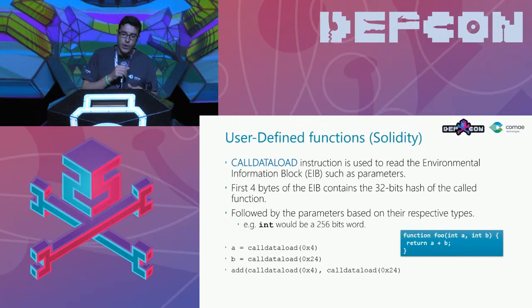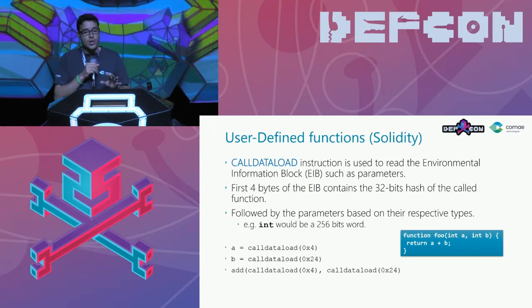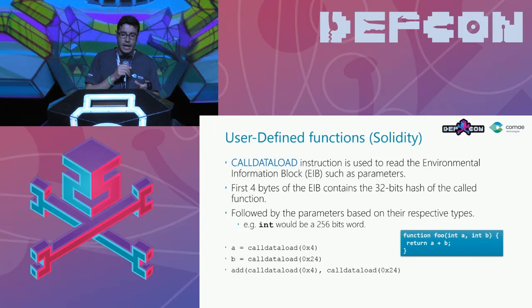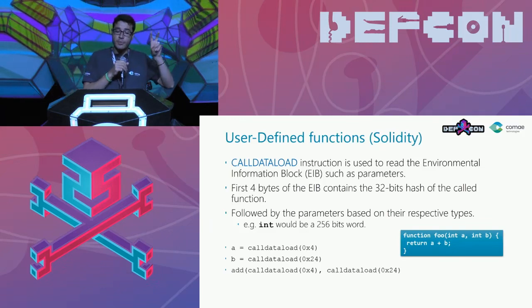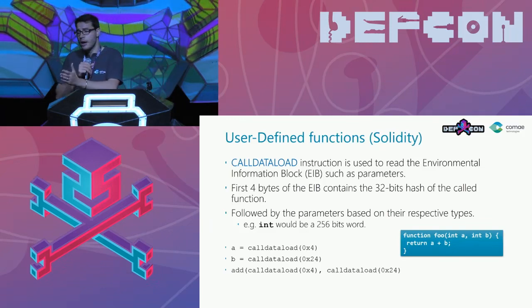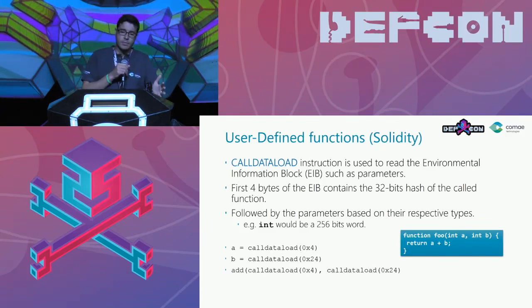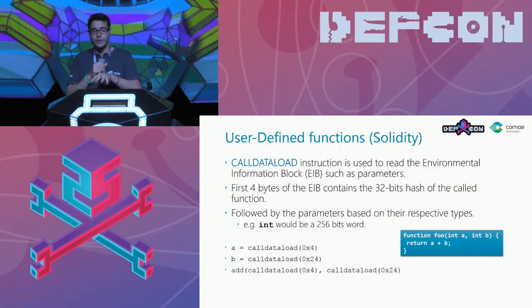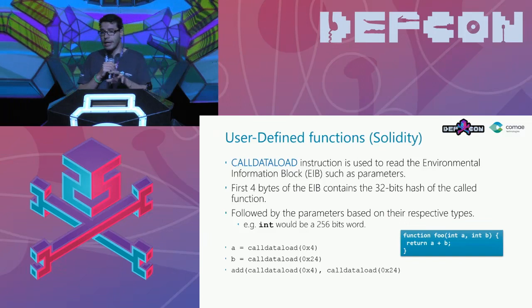When it comes to user-defined functions that are exportable by default by each smart contract, you would easily recognize how many parameters they have based on the call data load instruction, which is basically reading the environment information block, a buffer that contains all the input parameters, including the hash of the function we want to execute. The structure of that block is pretty straightforward. The first 4 bytes would be the hash of the method of the actual function, which we're going to describe later. And then it will be followed by the actual arguments.